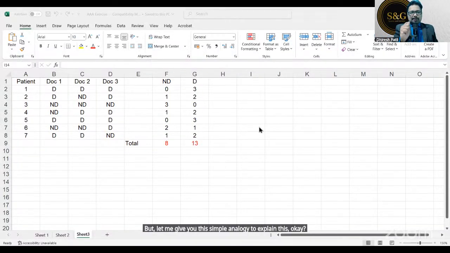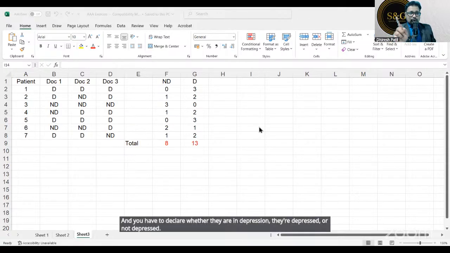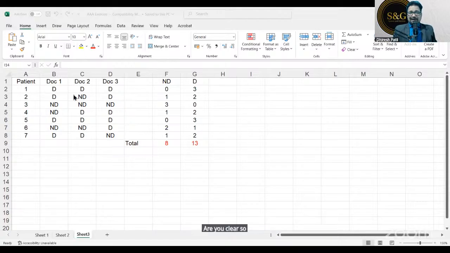Now again, there are three psychiatrists, and we are just checking 7 patients here. These psychiatrists have to check the patient, check their files, everything, the status. And you have to declare whether they are depressed or not depressed. Are you clear? So D for depressed, ND for not depressed. Are you clear? Just give me yes in the chat box.